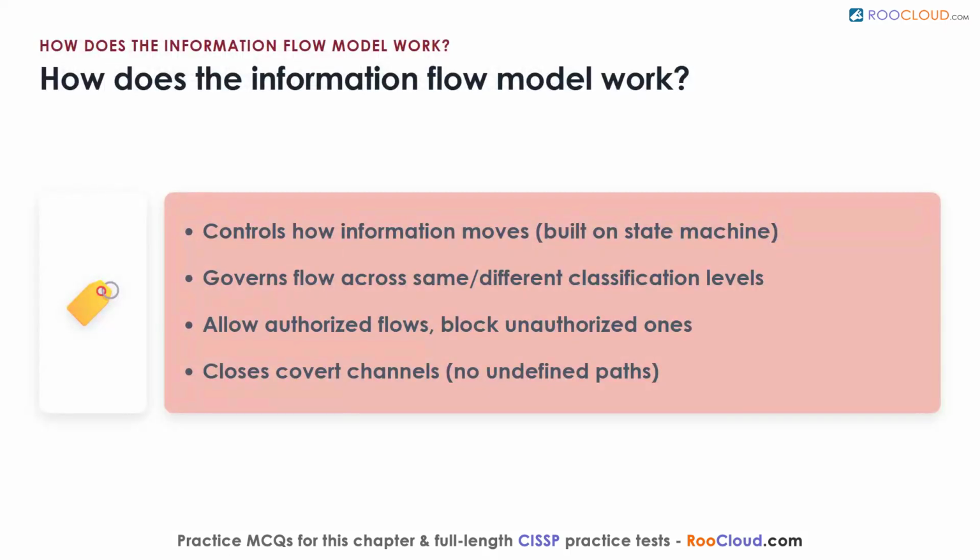How does the information flow model work? It focuses on controlling how information moves, and it is built on top of the state machine model. It governs flow between subjects and objects, whether they sit at the same classification level or different ones, which is why it underpins multi-level security. The rule is clean. Allow every authorized flow, and block every unauthorized one. It also cares about the direction and type of flow, and it can even describe how one object transforms from an earlier state into a later one over time. Crucially, it closes off covert channels by forbidding any flow path that was not explicitly defined. Think of a building's plumbing, where water may travel only through approved pipes and never seep through the walls.